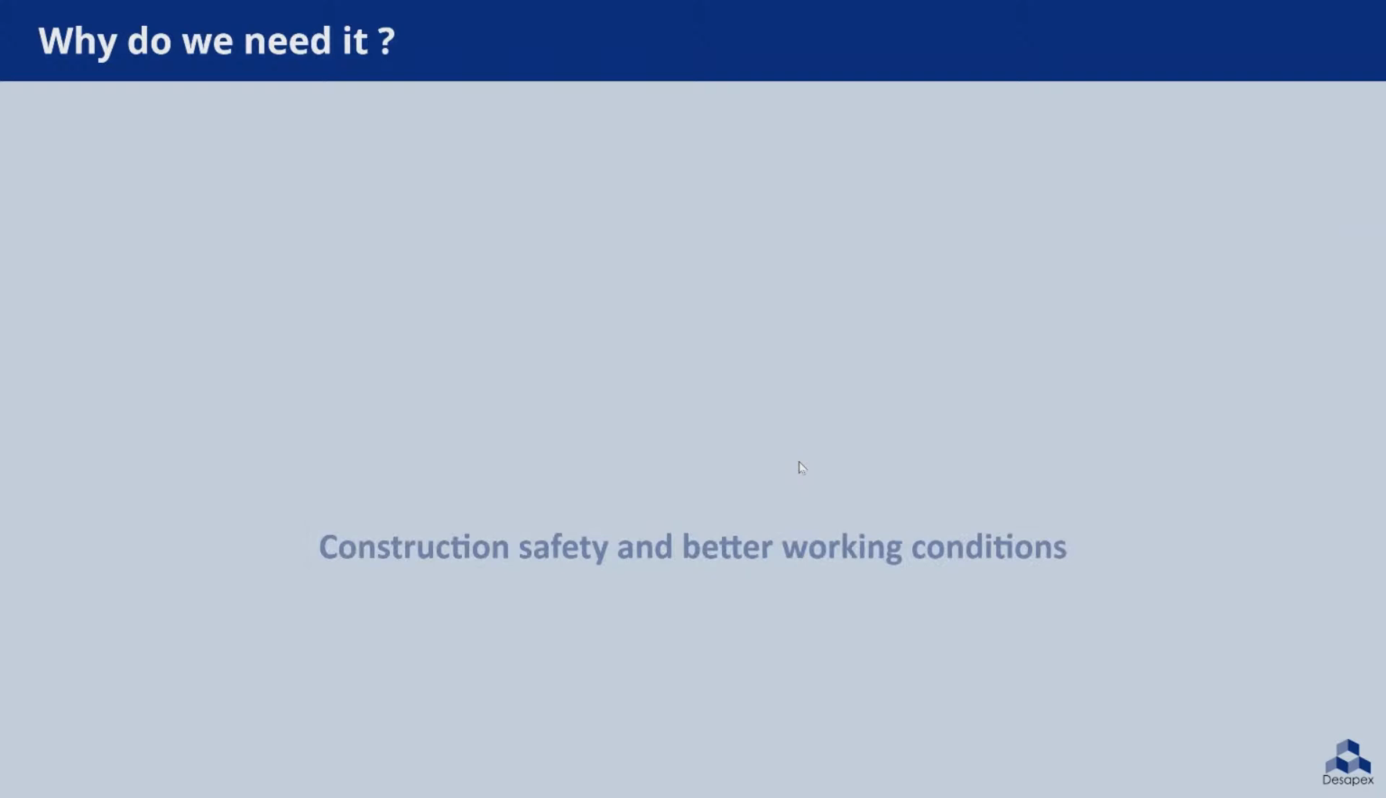Next one is construction safety and better working conditions. Transferring work off-site to a controlled environment enhances safety. It is far safer for construction workers to assemble house components in a factory-controlled setting than on site.